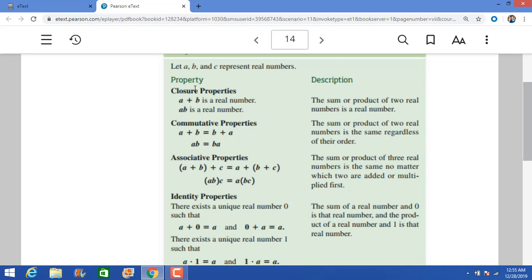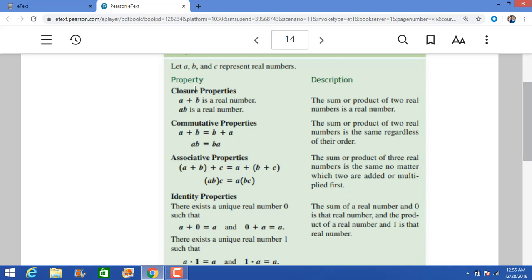Same thing goes with multiplication. Multiplication also has the closure property. So the closure property works for both addition and multiplication. In other words, whenever you multiply two real numbers, the result is going to be another real number. Okay? So you can never get anything other than a real number. That's what it means to be closed under the operations of addition and multiplication.